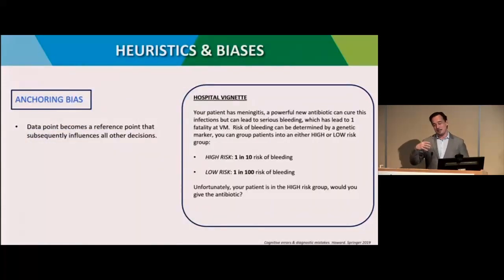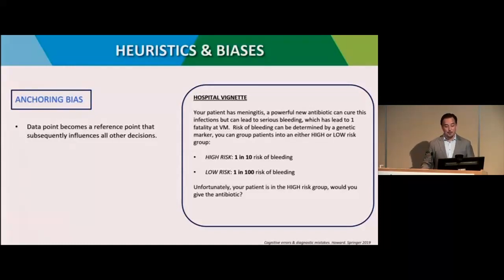To take this same concept and drill it down for us in the hospital, here's a good example. Again, this is from an excellent book, Cognitive Errors and Diagnostic Mistakes, published a couple years ago. So you have a patient in the hospital with meningitis. There's a powerful new antibiotic that can cure this, but there's a serious risk of bleeding. Unfortunately, we had one fatality at Virginia Mason. Let's make this personal. The risk of bleeding can be determined by a genetic marker as either a high risk group or a low risk group.